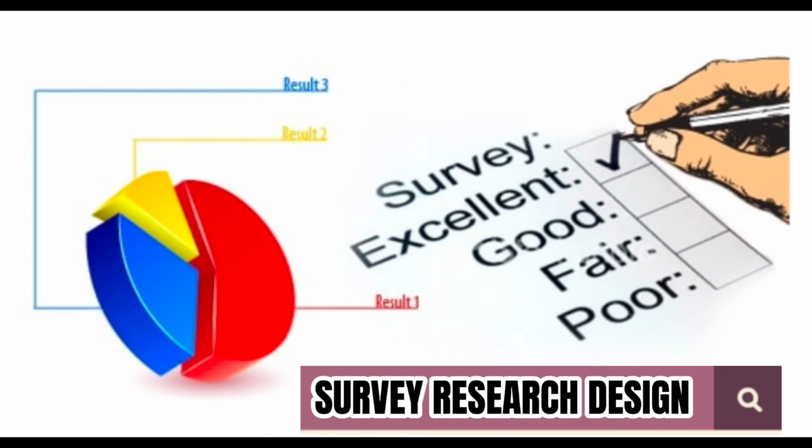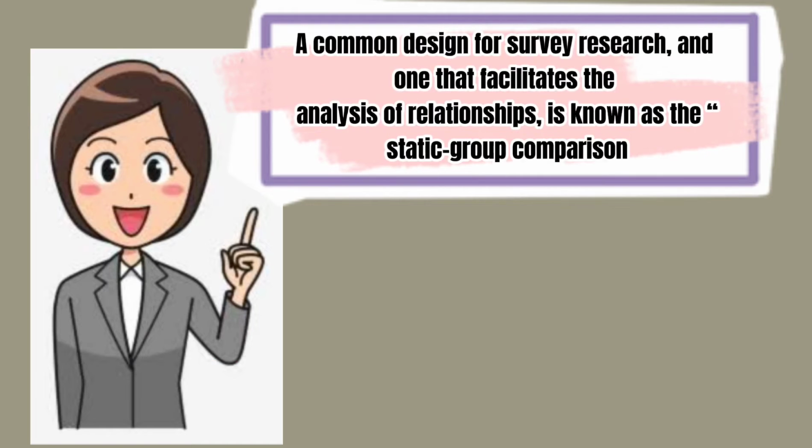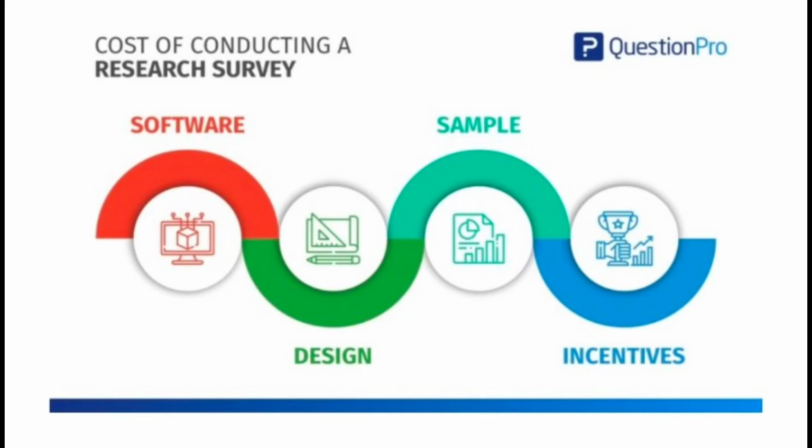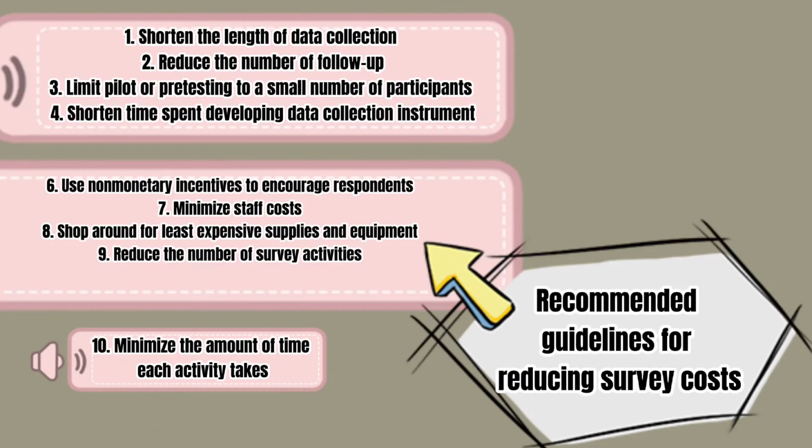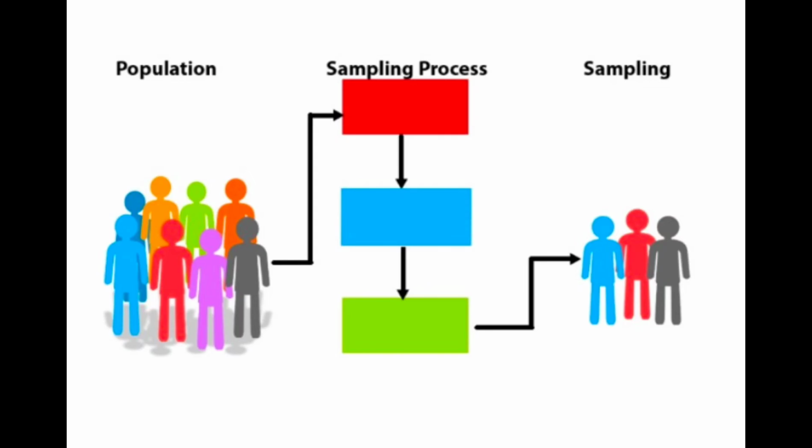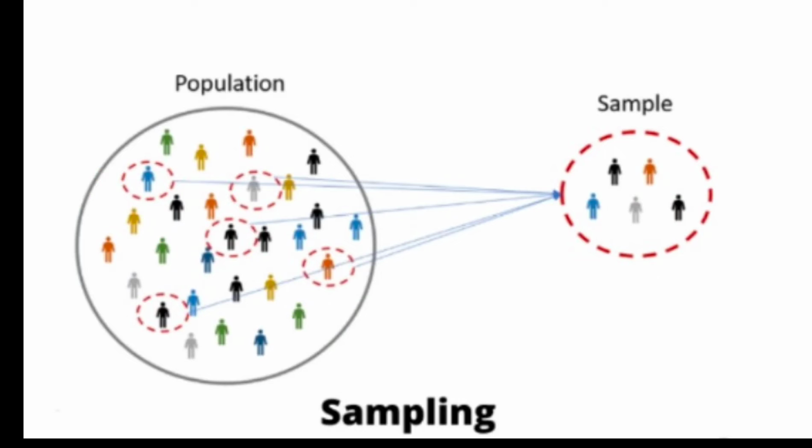Survey research design. A common design for survey research, and one that facilitates the analysis of relationships, is known as the static group comparison. Survey research tends to be relatively inexpensive, at least if the sample or population being surveyed is not large, but it is still often desirable to reduce the costs. When you conduct research about a group of people, it's rarely possible to collect data from every person in that group. Instead, you select a sample. The process of identifying the representative group of subjects from the population is called sampling.